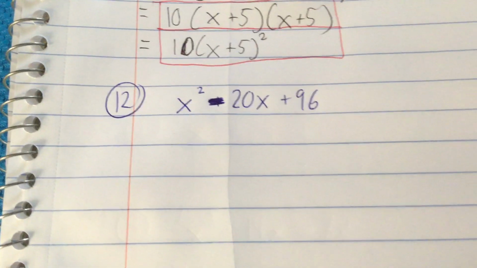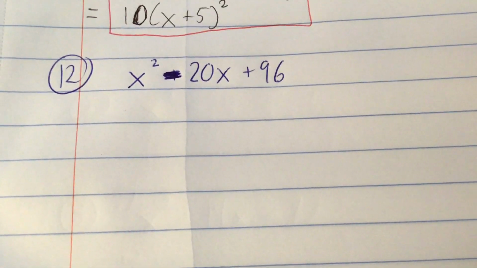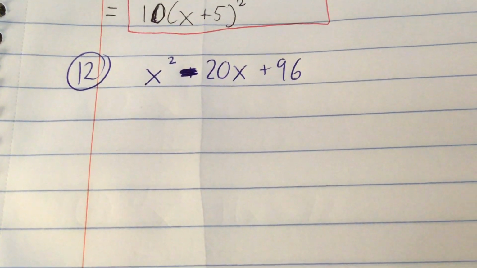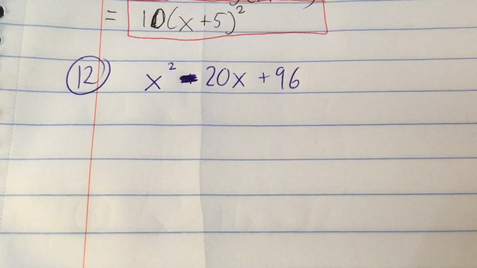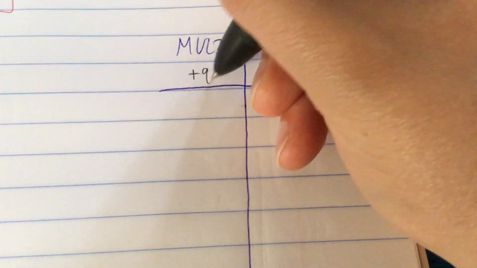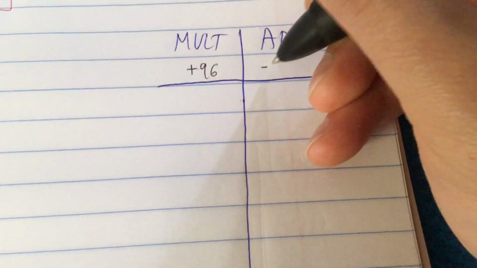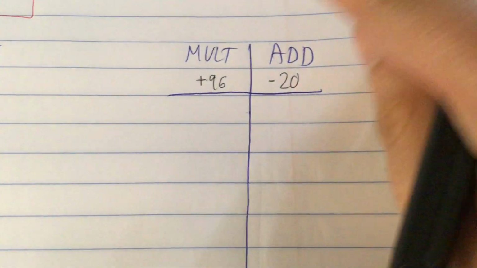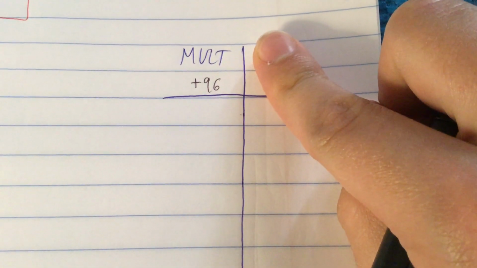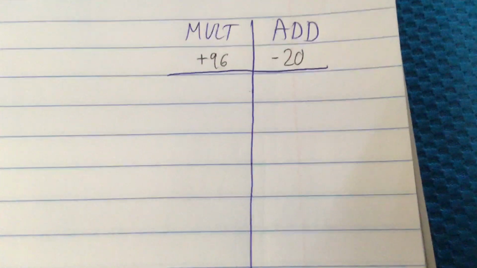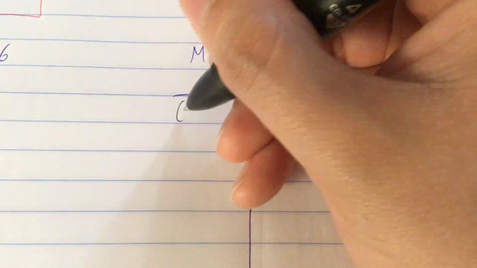Okay, number 12, x squared minus 20x plus 96. So this one's a little bit different. Well, can I factor anything from all three of these terms? No, so I'm going to go to that table. I'm going to find two numbers that multiply to positive 96 and add to negative 20. I don't know that off the top of my head, but I can narrow down the cases by figuring out if it's positive, positive, or negative, negative. It's negative, negative.